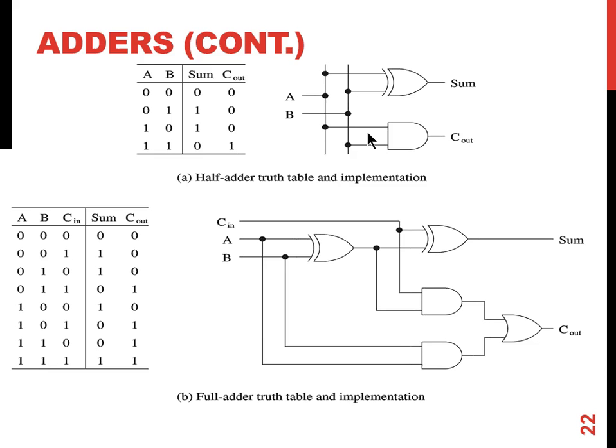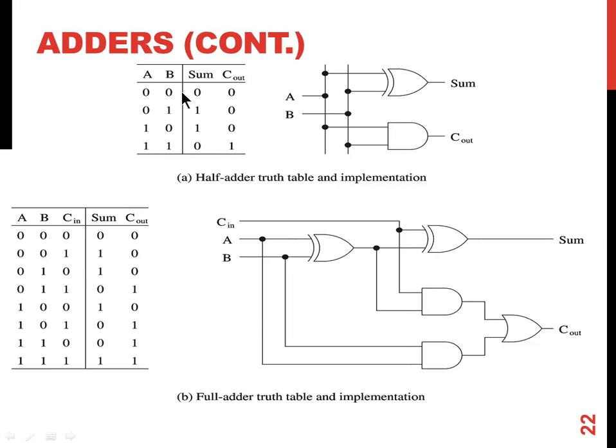Then you have adders, which are used for addition, and also specifically for multiplication. For subtraction and division we can use dividers, but adders can be used for multiplication. There are two kinds of adders. One is a half adder, the second is a full adder.